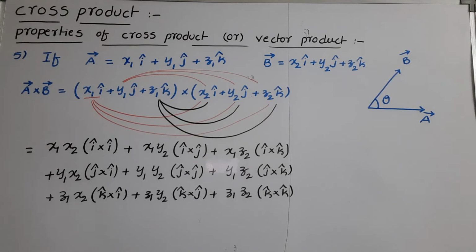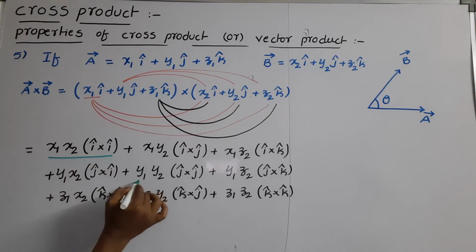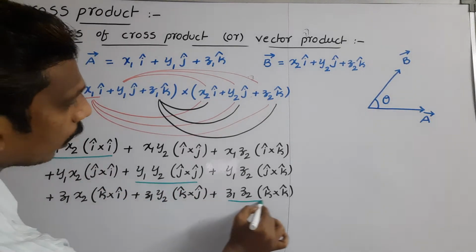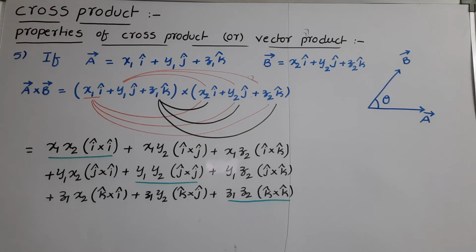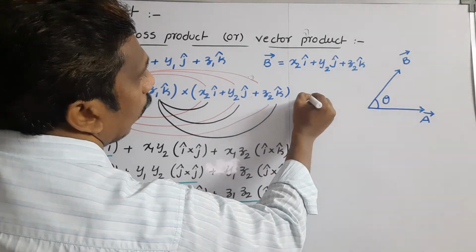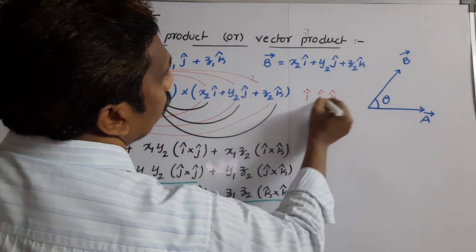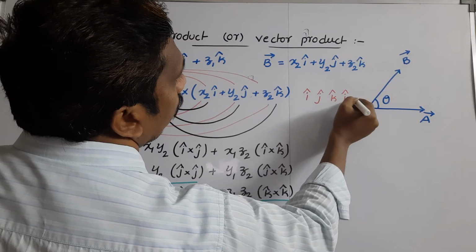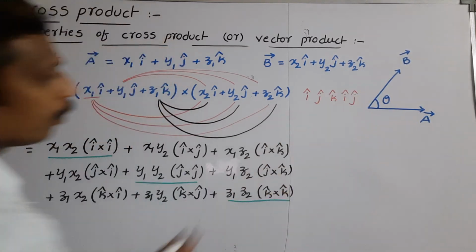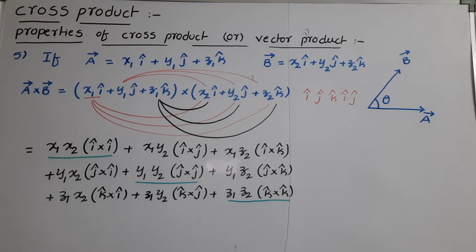We multiply like this. Already we know i cross i is equal to 0, j cross j is equal to 0, k cross k is equal to 0. That's why these three terms become 0. And we know the order. What is the order? If you multiply i, j, the answer is k; jk multiplied gives i; ki multiplied gives j. If you multiply in reverse order, we get negative.